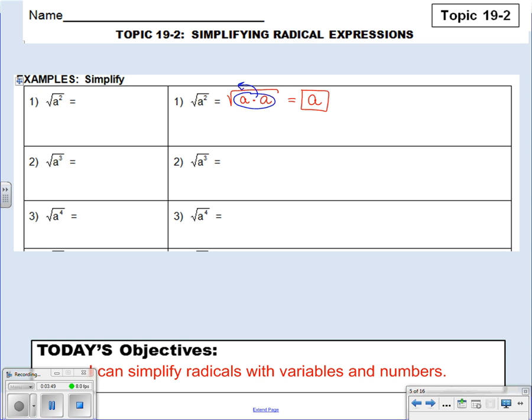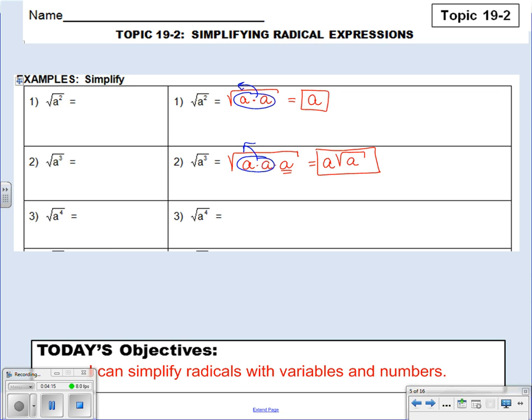a. Next, we have a cubed, so again, there's 3 of them, 1, 2, 3. I've got a double, so I need to tell them to get out. When I tell it to get out, it comes back as 1. I still have an a left underneath, so it becomes the square root of a. So this one is a times the square root of a.